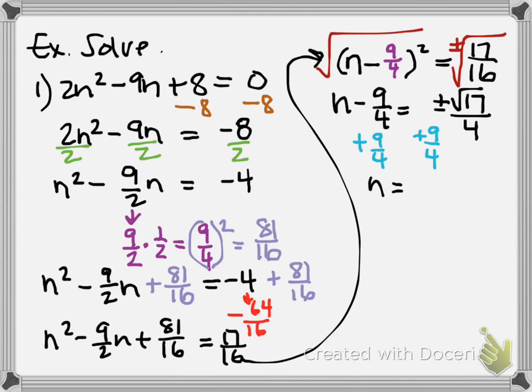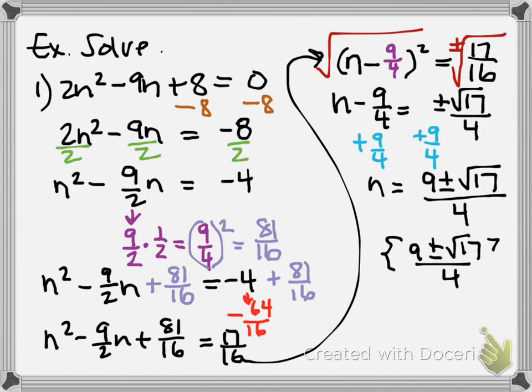And I get n equals, since I have the same denominator, I'm not going to write two fractions, I'm going to write one fraction, the plus or minus going in the middle: 9 plus or minus square root of 17 all over 4. Now, there's no way to take the square root of 17. If I got a whole number answer, then I'd have more math to do, and I'd have to add the numbers in the numerator, divide by 4, subtract the numbers in the numerator, divide by 4, but this one, I'm done. One and done. Okay?